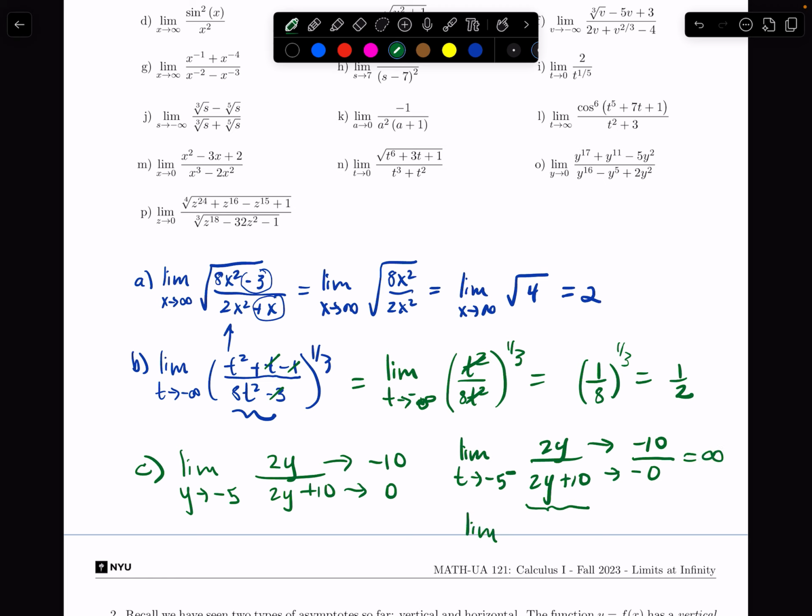All right, let's look at the limit as t goes to -5 from the right. That is like -4. I think I misspoke earlier. The top's still going to -10. The bottom this time is going to 0 in a positive way. So the negative divided by a positive is going to negative infinity.